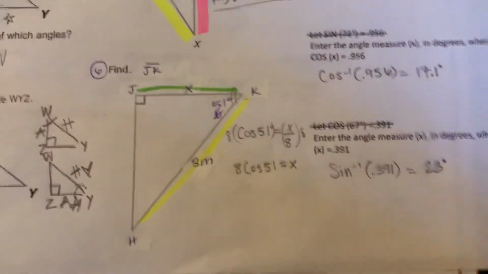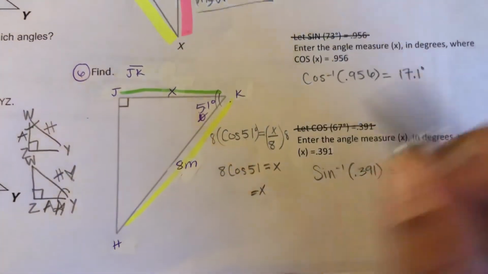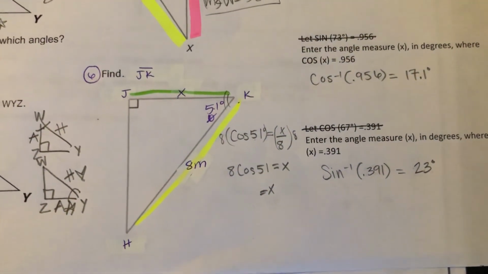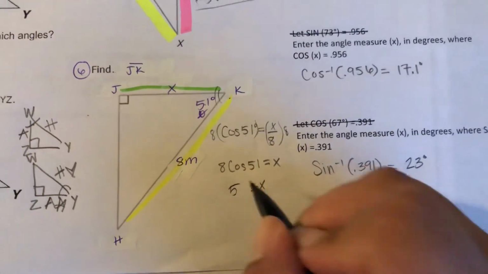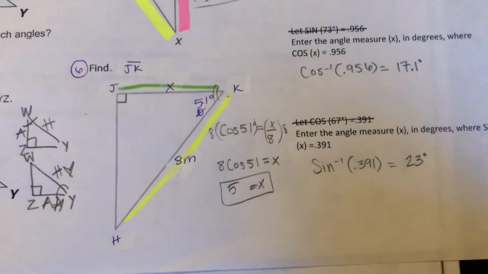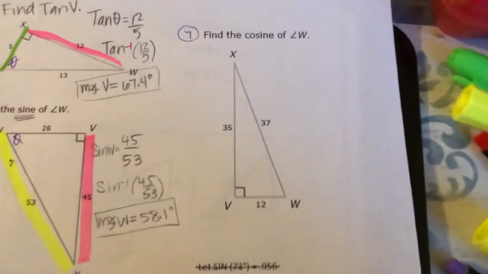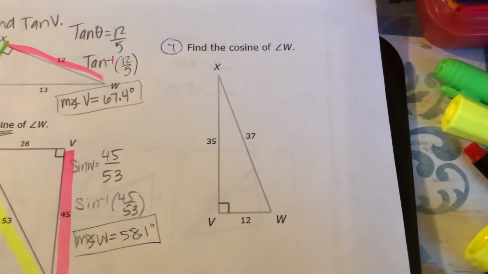Okay, and if you plug that into your handy dandy calculator, you get 5.03, which we round to 5. Okay, one more, guys. All right, so here again, it's the same thing.